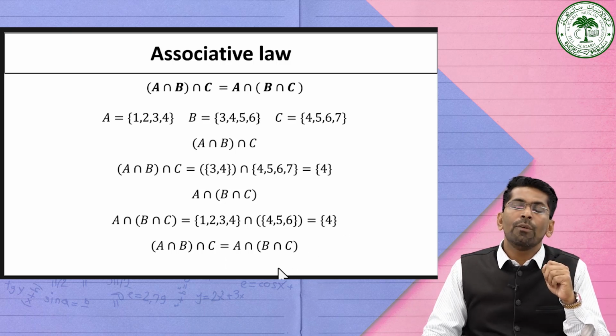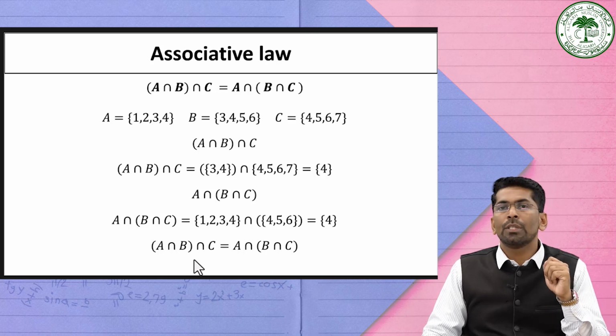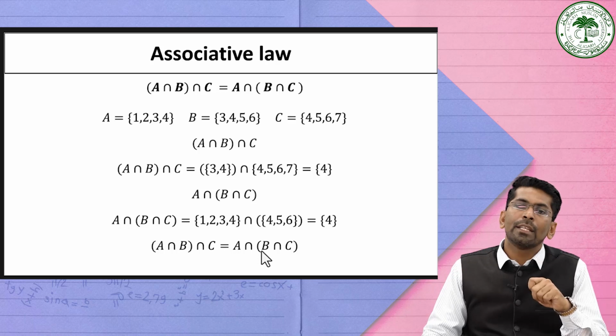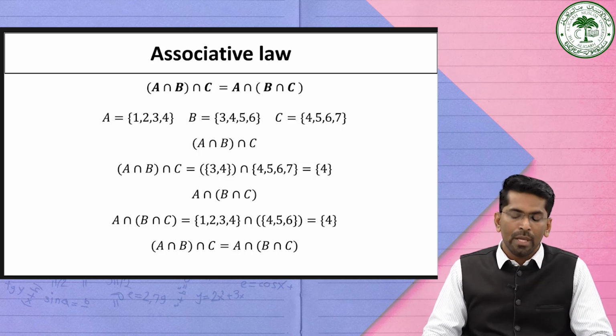So the associative law holds, that is, A intersection B intersection C is also equal to A intersection B intersection C. So we have proved here the associative law of intersection of sets.